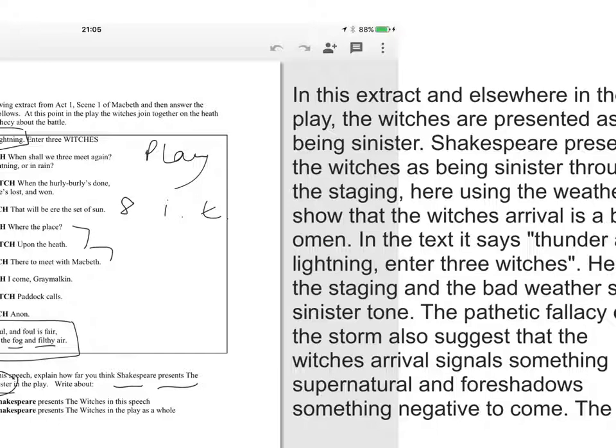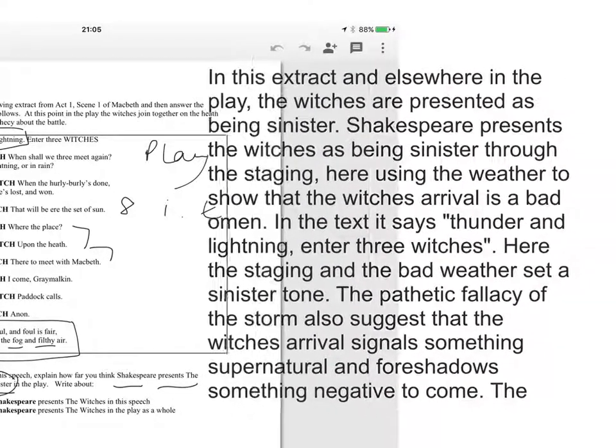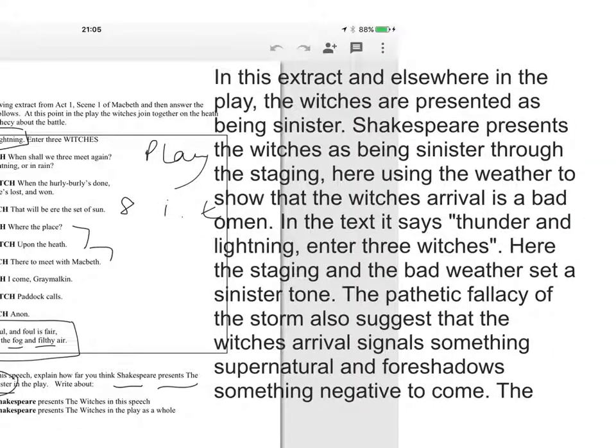Just before I go, I'm just going to show you all of that paragraph as best I can. Might not quite fit on the screen, but that might help you in terms of planning your own, so you don't have to keep re-watching it and re-watching it.